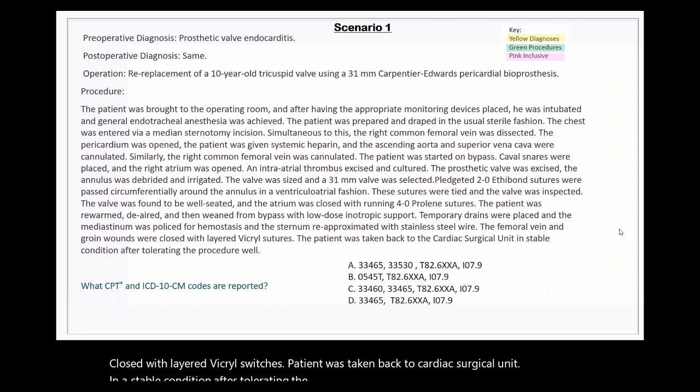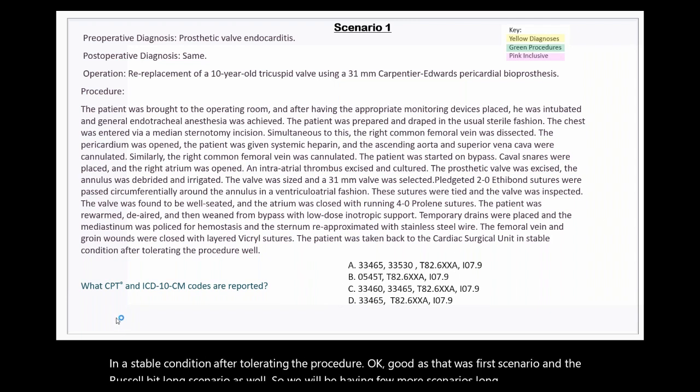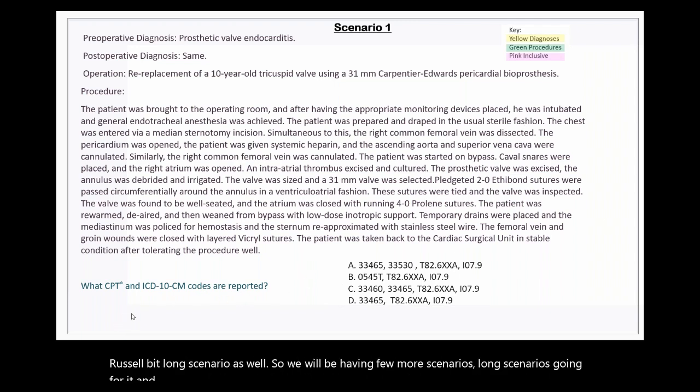Okay, coders, that was the first scenario, and that was a bit of a long scenario. We'll be having a few more long scenarios going forward, and you've got 2.5 minutes to solve this one. Your time starts now.